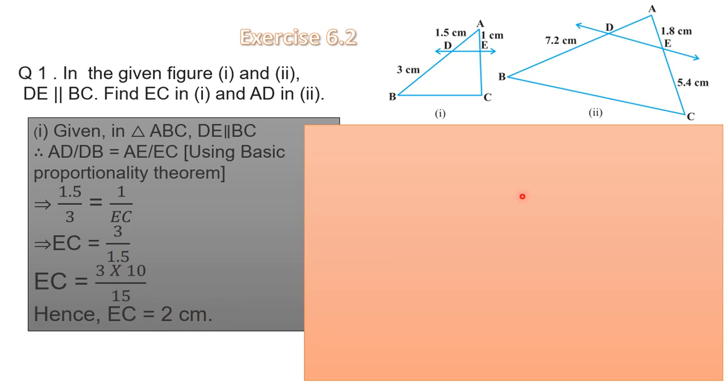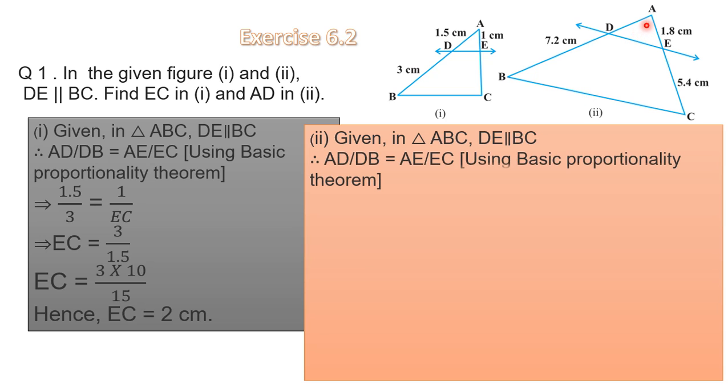Okay. Now come to the second figure. In this figure also, DE is parallel to BC in the triangle ABC. So again, by the basic proportionality theorem, we can write AD upon DB is equal to AE upon EC. So after putting the values, we get AD upon 7.2 is equal to 1.8 upon 5.4.